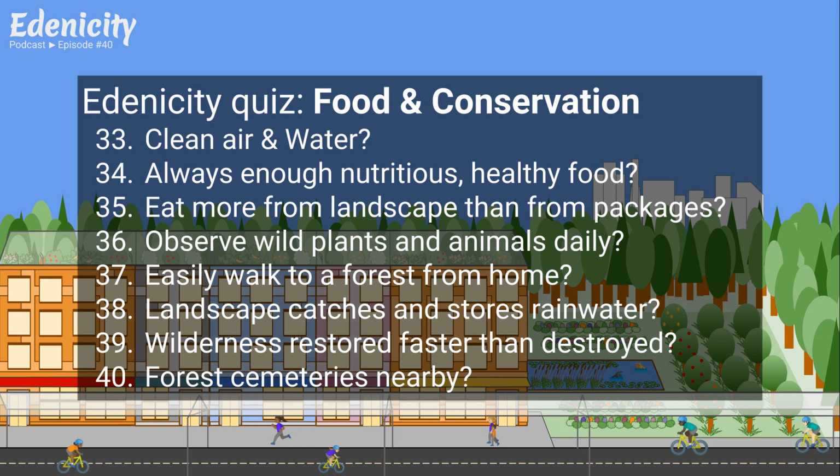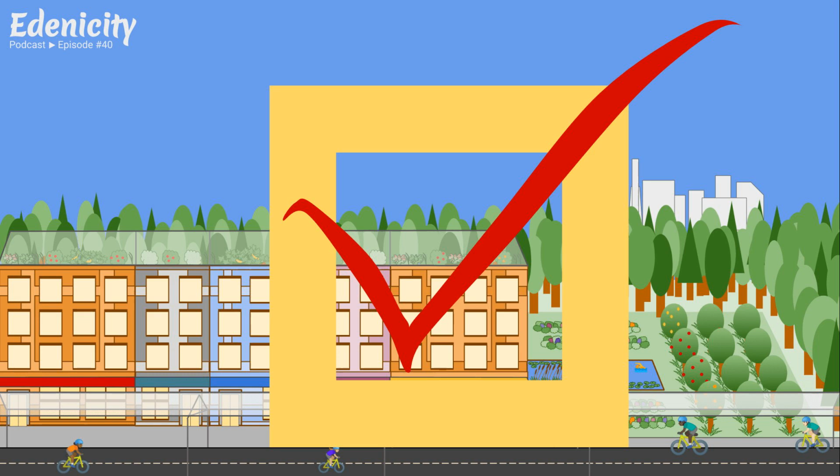If you don't know what that means, just answer no, and when you have a moment, have a listen to episode number 3, and skip to the chapter where I talk about village homes in Davis, California. 39. Is nearby wilderness restored faster than it's destroyed? And question 40. Are there any forest cemeteries nearby? Forest cemeteries? What are those? Yeah, we talked about those in episode 36 right at the end. And believe me, if they were anywhere nearby, you would know about them.